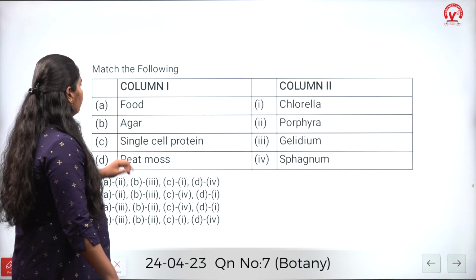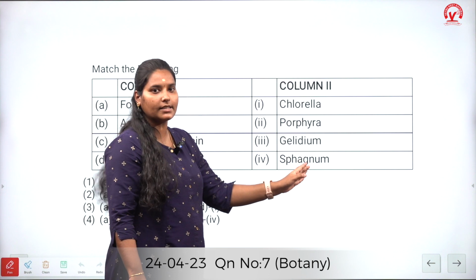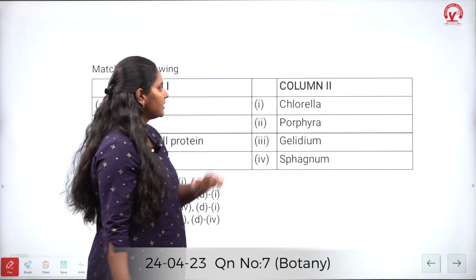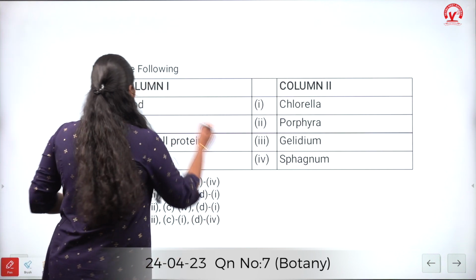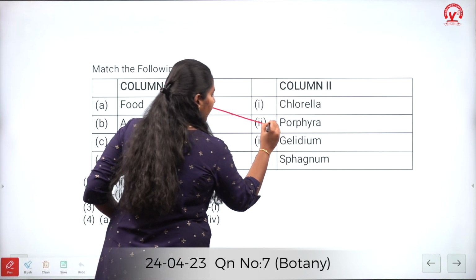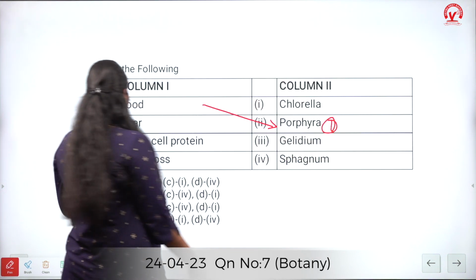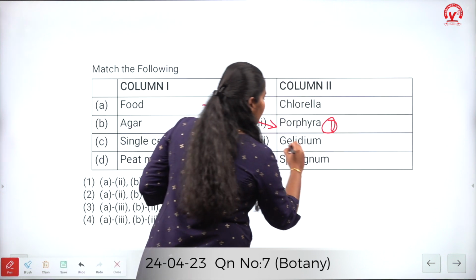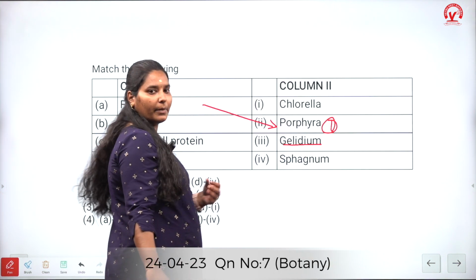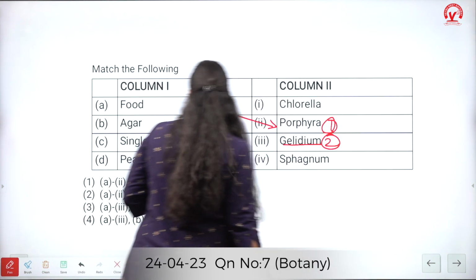Match the following. Here they are given the uses and here they are given the organism names. We need to match these. First, food. Among these, the porphyra algae is used as food. And next, agar. Agar is usually obtained from gelidium, which is used for making jellies and ice cream. So agar is obtained from gelidium.